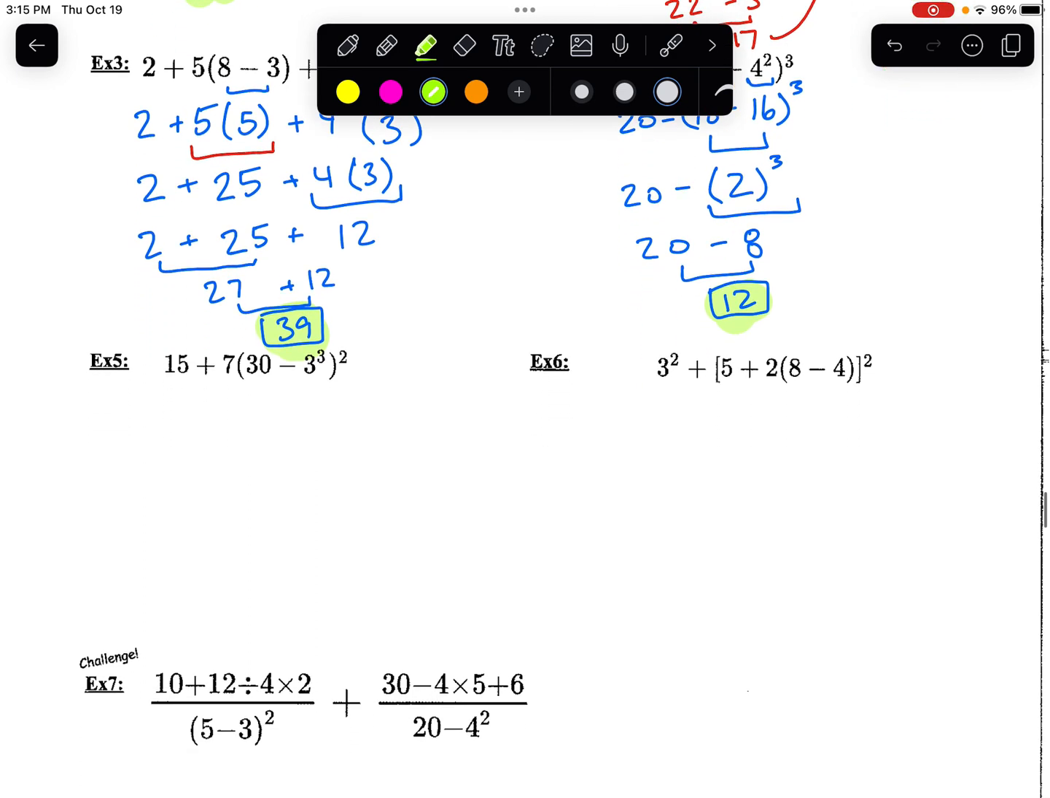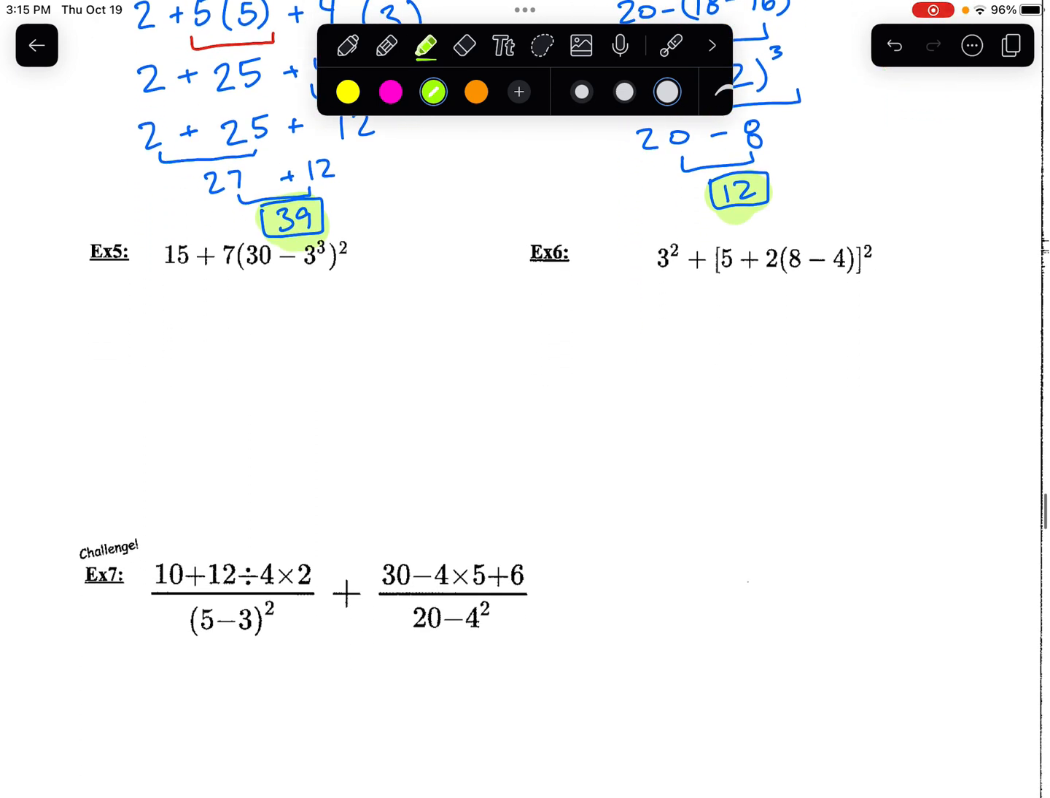All right, let's take a look at example number 5. We've got 15 plus 7, parentheses 30 minus 3 to the third power, and parentheses to the second power. All right, let's do green this time. So we have an exponent going on right there. 3 times 3 times 3, that is 27. Bring everything else down. The parentheses, the minus, the 30, the other parentheses, the second power right there, the 7 on the outside, the plus, and the 15.